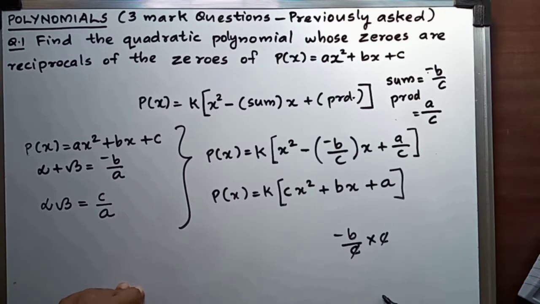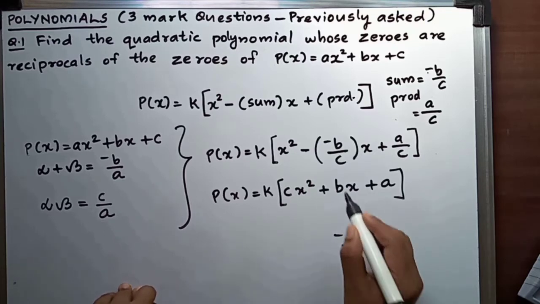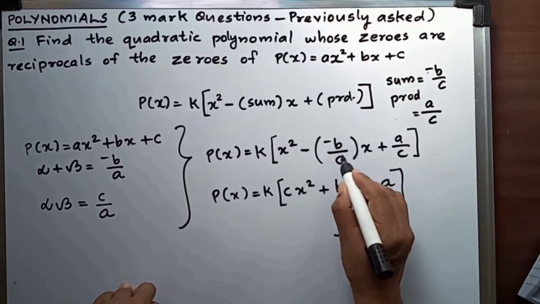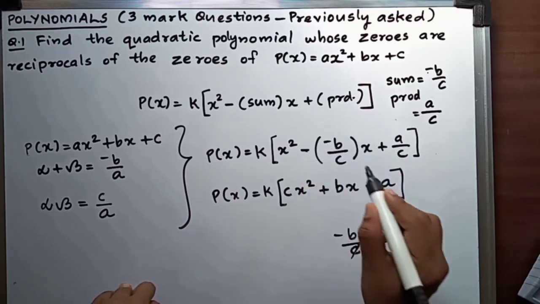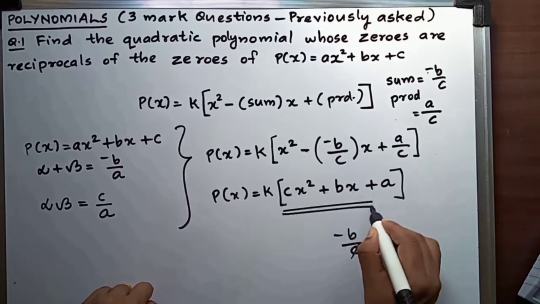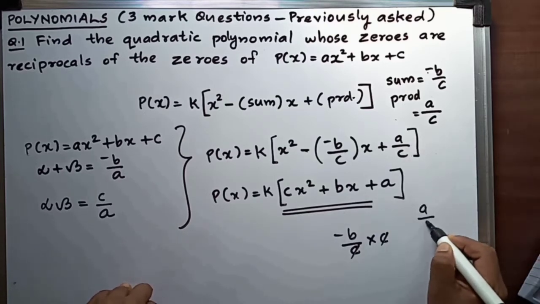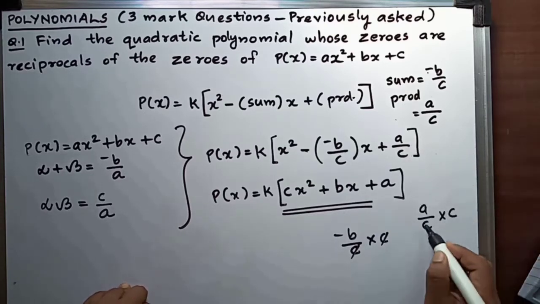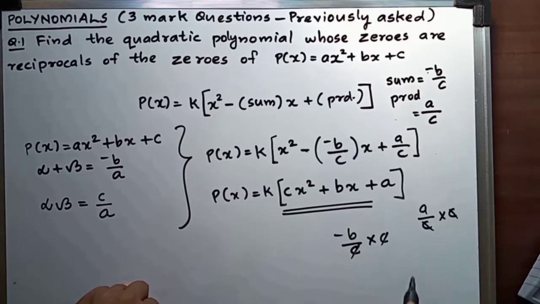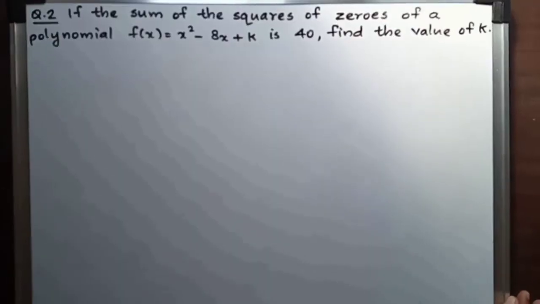This will get cancelled. That is how we got just a b here. Minus b, and it is inside the bracket and outside the bracket there is a negative symbol. So it became positive. So this is the required polynomial. Here also a by c is there and we are multiplying it by c. So c will get cancelled and this a came here. Okay, got? This is our second question.